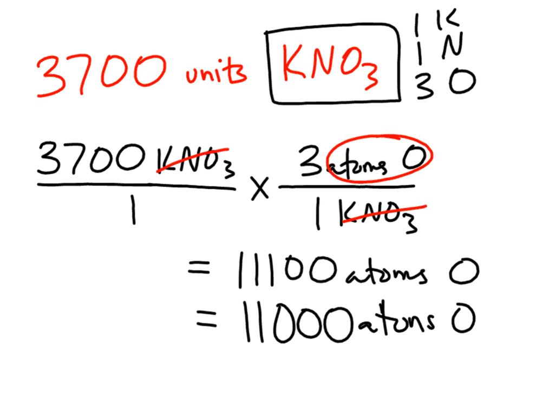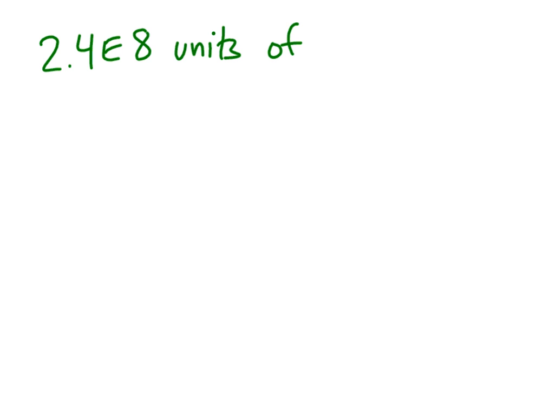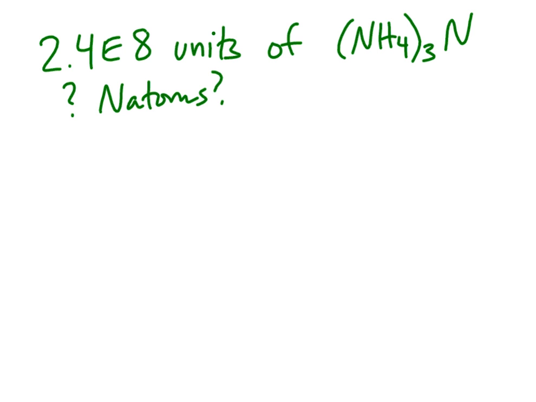Others might be a little more complex, so let's take a look at one of those. How about we have 2.4 times 10 to the 8 units of ammonium nitride. This would probably be a fairly complex one. I want to know how many nitrogen atoms are there. How many nitrogen atoms do I have?